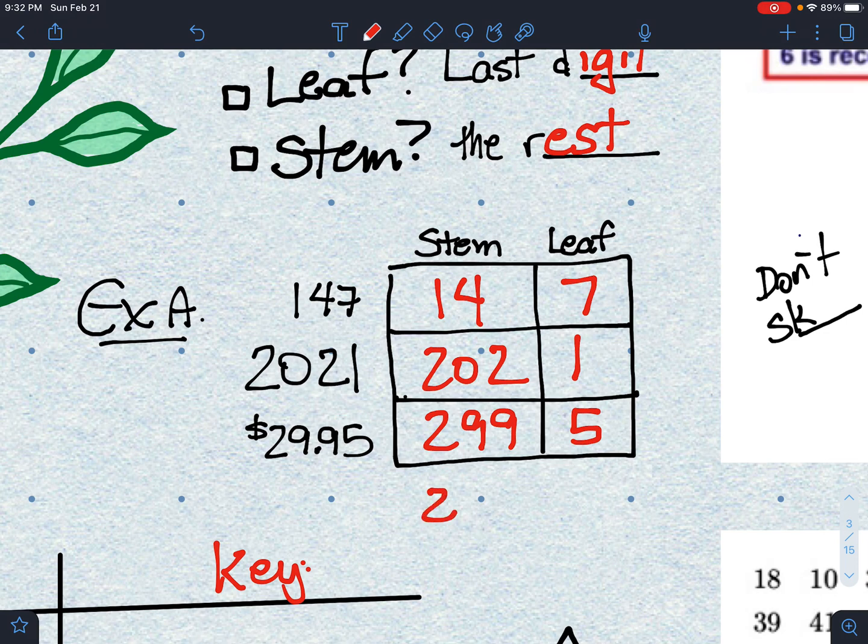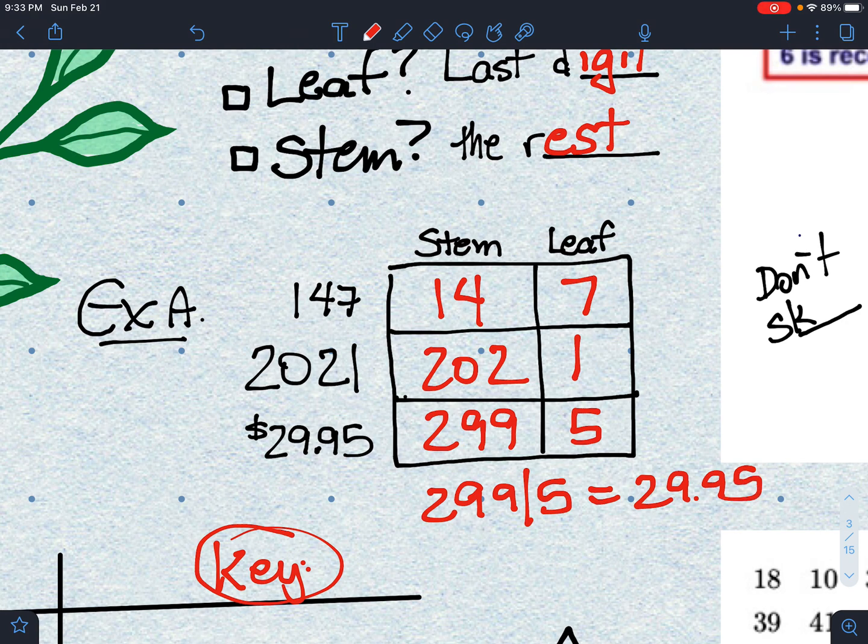I'm going to talk about a key here in a moment. So we would say 29 | 5 is 29.95. That way people would know how to read our stem and leaf graphs. Okay?